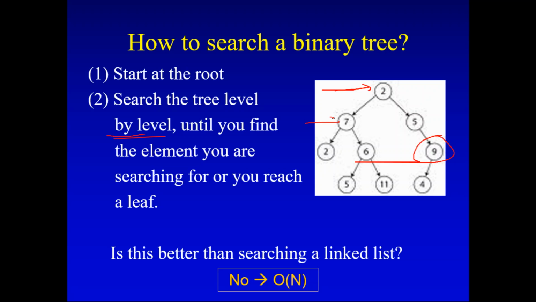So the leftmost node is 7. Is it equal to 9? No. Then the next is 5. Is it equal to 9? No. Then go to the next level. Here the leftmost node is 2. Is it equal to 9? No. Then the next node is 6. Is it equal to 9? No. Then the next node is 9. Is it equal to 9? Yes. So you can now reply that yes, the node is available, and you can stop here.